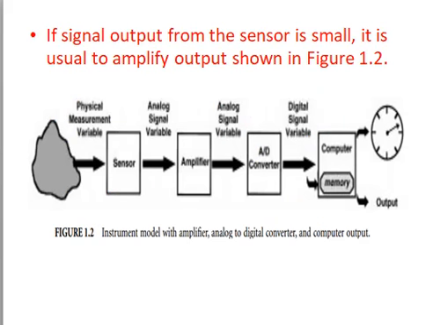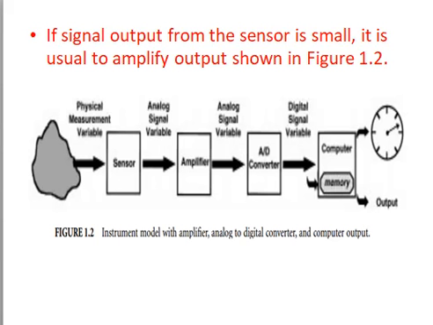Now, if the signal output from the sensor is very small, sometimes it is necessary for you to use an amplifier. You have to amplify that signal so that the output can be seen very clearly. As you can see in this diagram, this is our physical measurement from the environment and this is our sensor. The output signal from the sensor, if it is very small, then we have to use an amplifier, this one. And this amplifier will boost the level of the signal measured by the sensor.